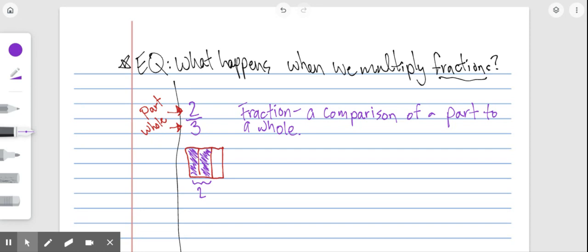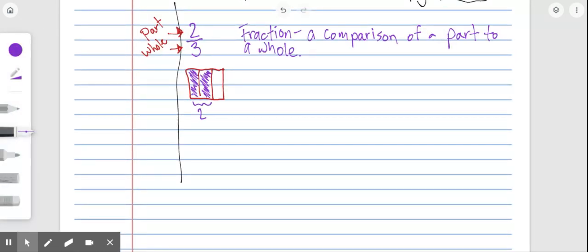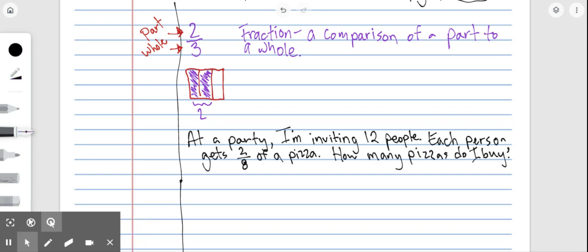So now let's talk about what happens when you multiply fractions. All right, so here's a story problem. I am hosting a party. So at the party, I'm inviting 12 people. Each person gets 2/8 of a pizza. How many pizzas do I buy?